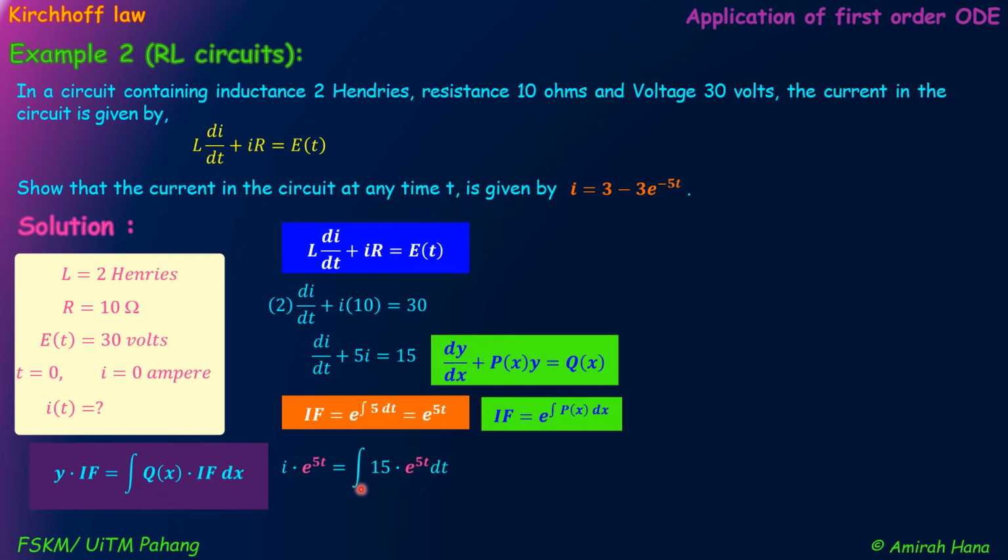So from here, since we have the integration sign on the right hand side, we need to integrate. For the left hand side, we don't need to integrate, we just write back I times e to the power of 5t equals, we have constant 15 here, and then after we integrate e to the power of 5t with respect to t, we get e to the power of 5t over 5. And since this is an indefinite integral, we need to put plus c at the back.